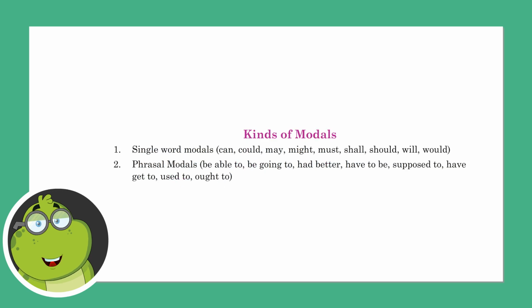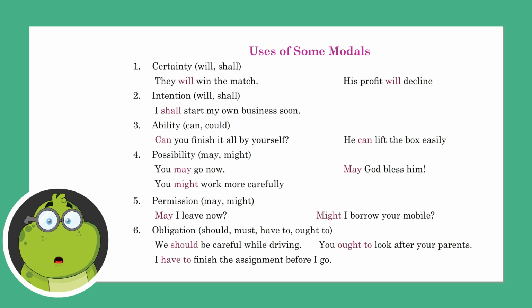Kinds of modals. Single word modals: can, could, may, might, must, shall, should, will, would. Phrasal modals: be able to, be going to, had better, have to, be supposed to, have got to, used to, ought to. Uses of some modals: certainty, will, shall.